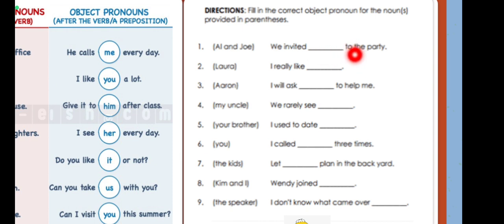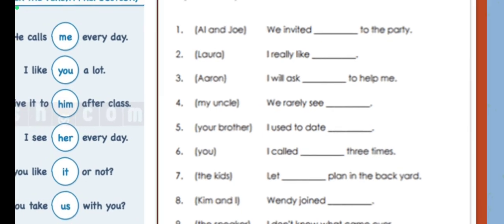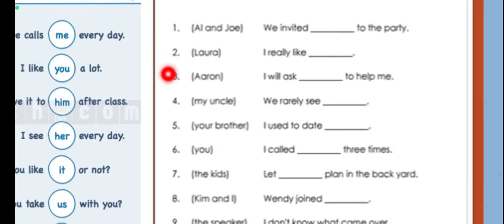To the party. That's great. Now, I will choose one of you to do these exercises. I will choose Leonardo Garcia. Can you do from number 2 to number 5, please? Sure. I really like her. The third one, I will ask him to help me. We rarely see him.